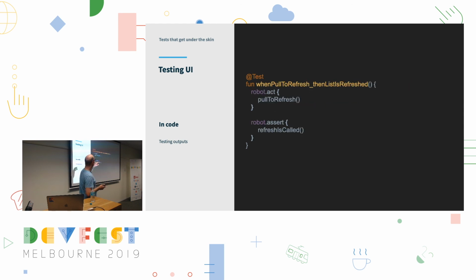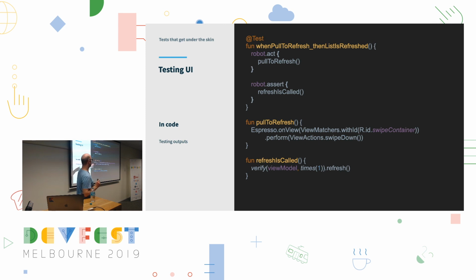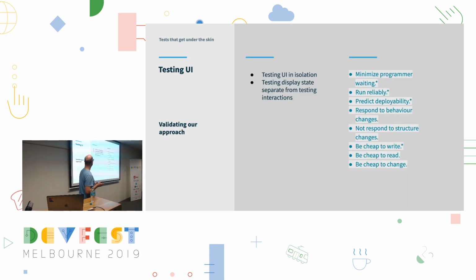Similarly, if we want to interact with a specific activity, in this case we're pulling to refresh. We pull to refresh on the UI, and then we verify that the refresh has been called on the view model. I just extracted these from the robot, so you can see those are really just Espresso code, and in this case the view model is a mock because we don't really need to do anything deep there.